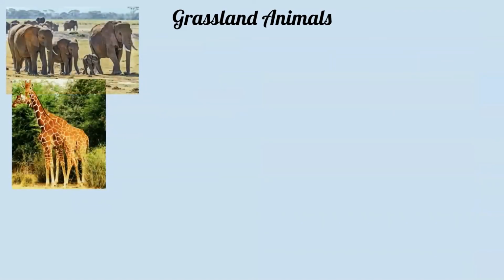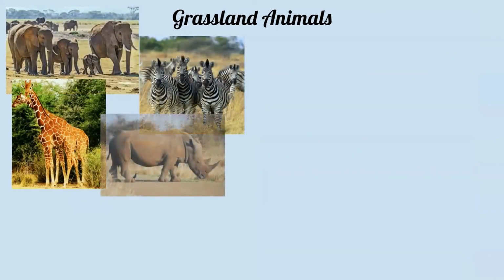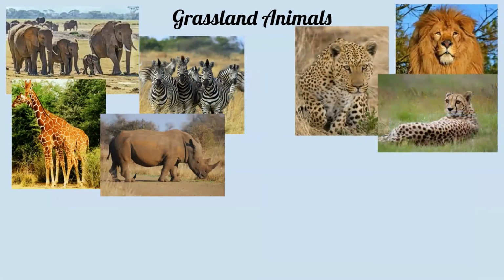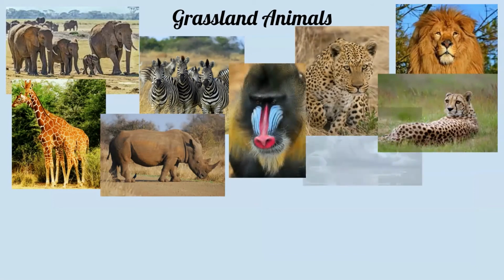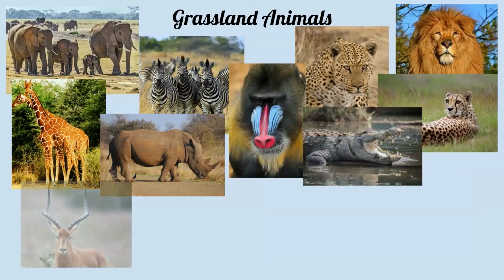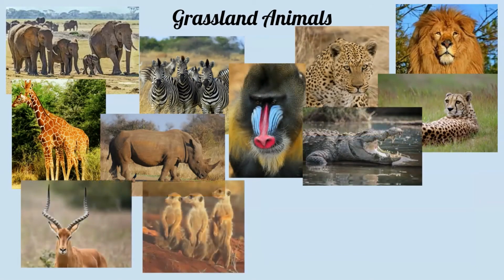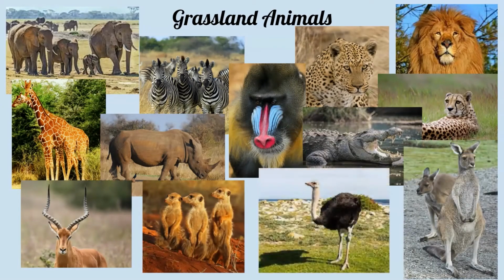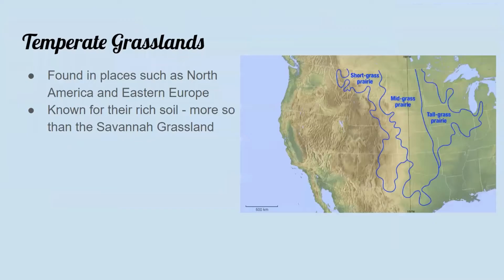Some animals you might find in the savanna grassland are elephants, giraffes, zebras, rhinos, lions, leopards, cheetahs, baboons, crocodiles, antelopes, meerkats, kangaroos, and ostriches, just to name a few.